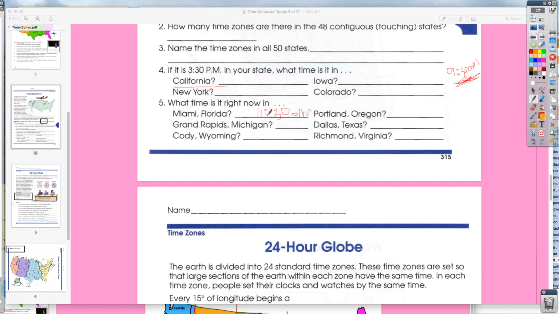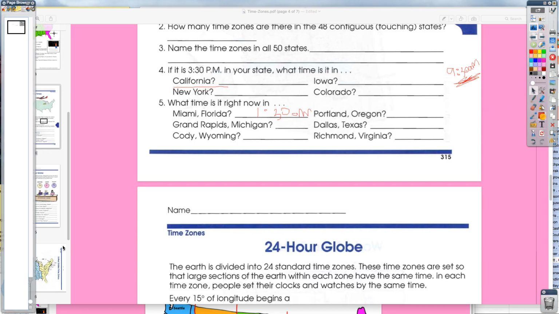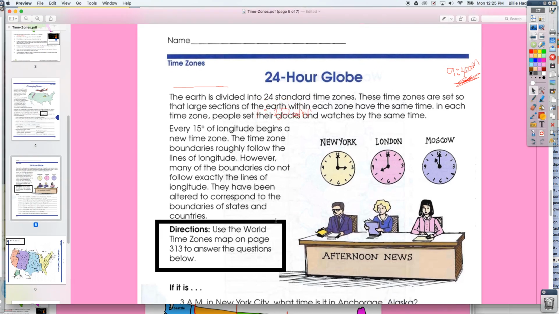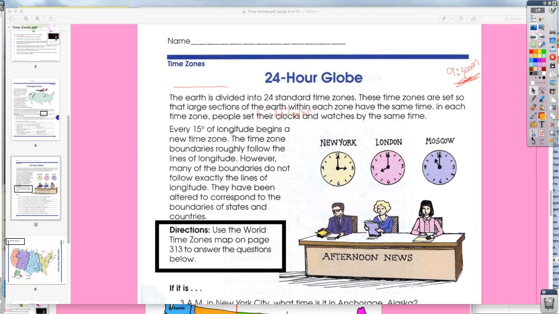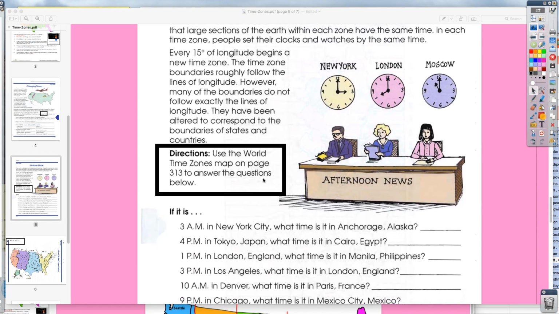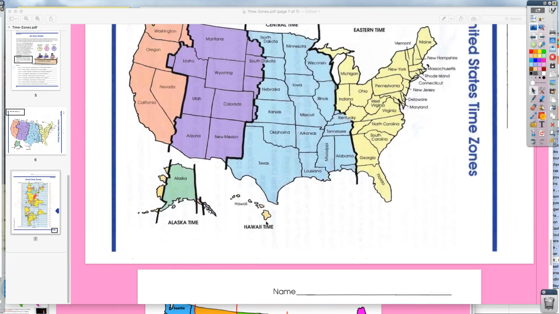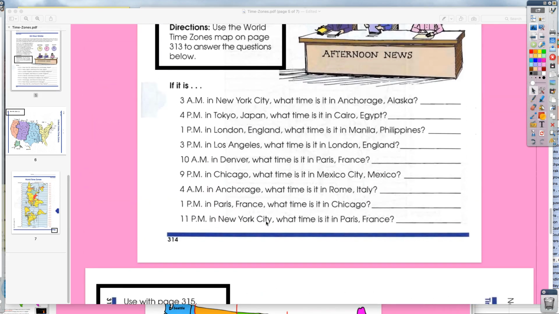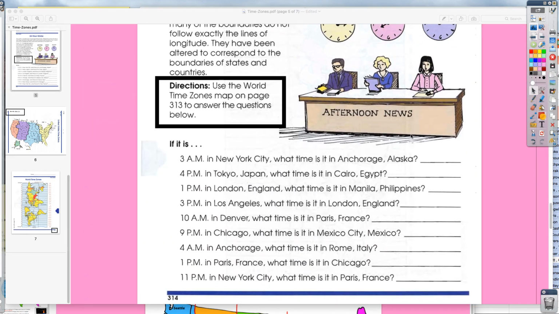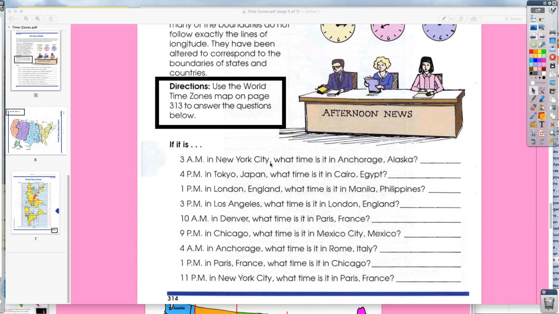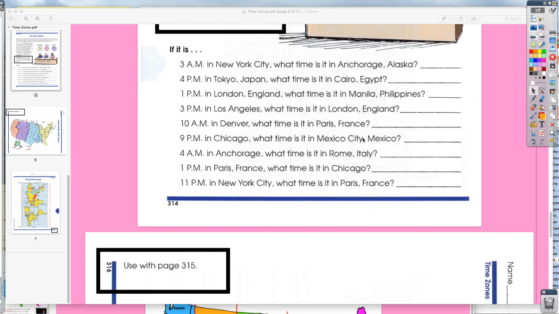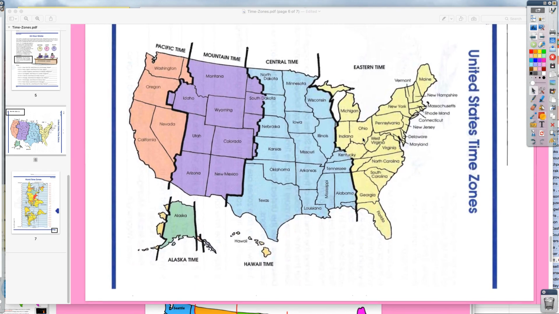The last sheet is looking at world time zones. For this, you will use the last map. You'll use this map to answer the questions. So if it's 3 a.m. in New York City, what time is it in Anchorage, Alaska? So 3 a.m. in New York, what time in Anchorage?